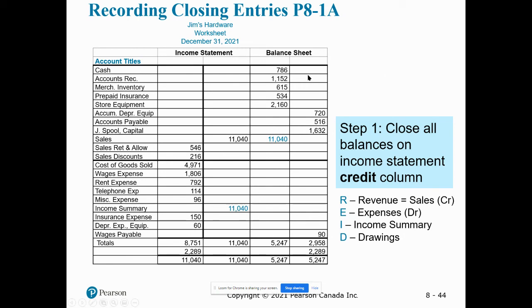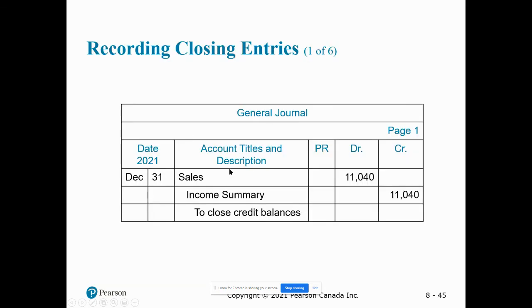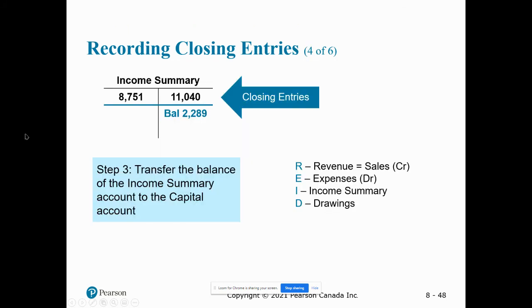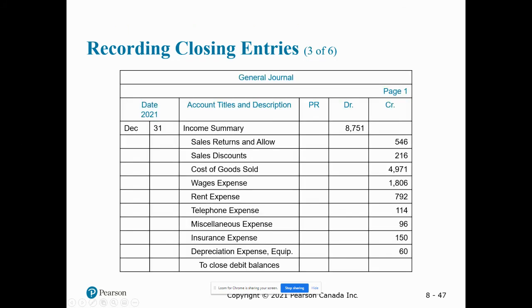The last step is going through and recording the closing entries. The closing entry closes off all the temporary accounts. So the temporary accounts are all of the accounts basically from the sales account down. Let's just go back here because I got jumped way ahead.